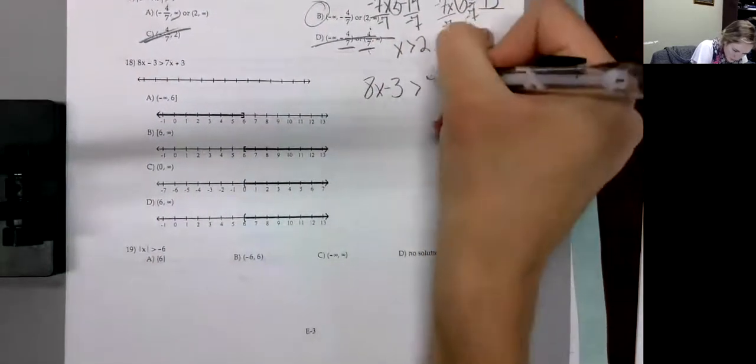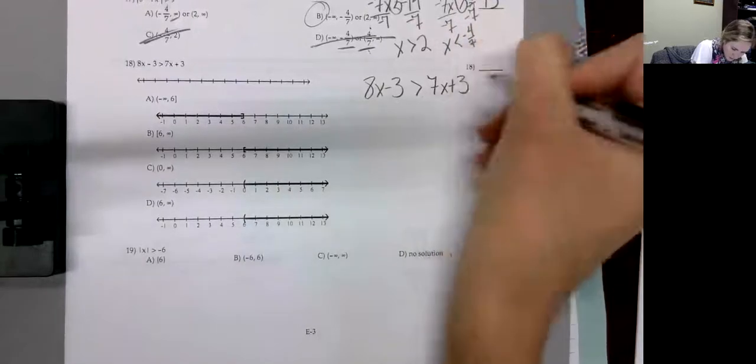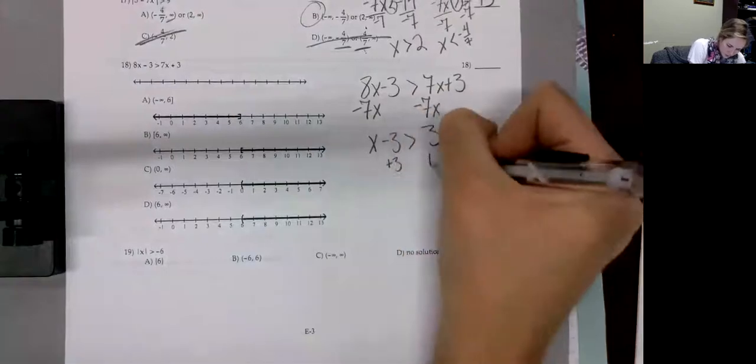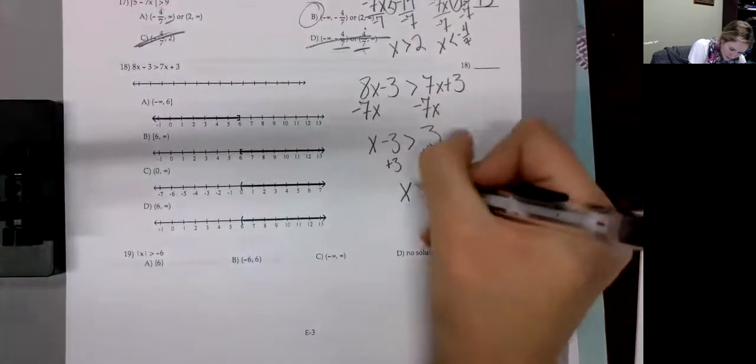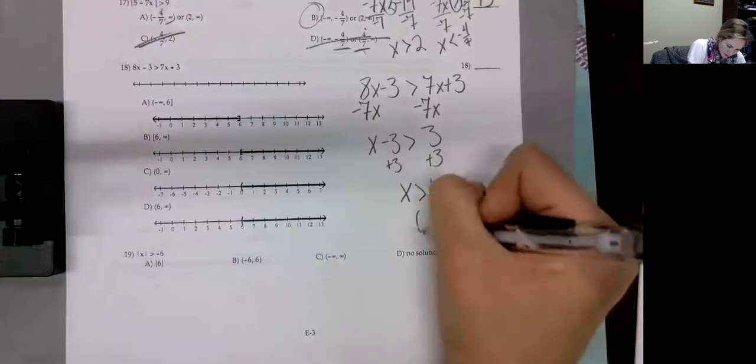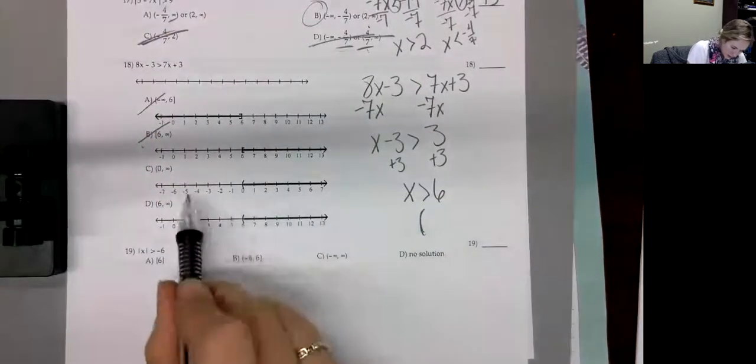It's greater than 7x plus 3. I'm going to move my 7x first to the 8x because I always like my x's over here. 8x subtract 7x is x, subtract 3 greater than 3. When I add my 3, x is greater than 6. And it's going to be a parenthesis. So it's not this one or this one. This one starts at 0.